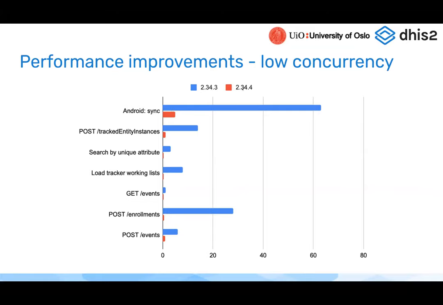One thing to mark here is the Android sync, which is a very heavy operation, syncing a lot of data. At least in these tests, they are syncing a lot of tracked entity instances at once. It could take up to 60 seconds before, and now with the optimized code, it will take around 5. The other calls are reducing response times from seconds to milliseconds.